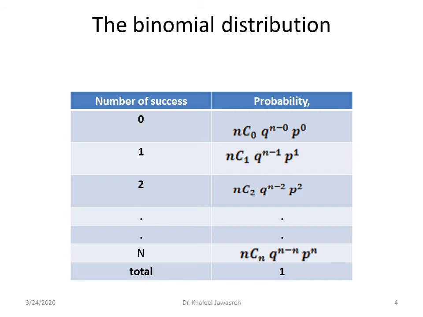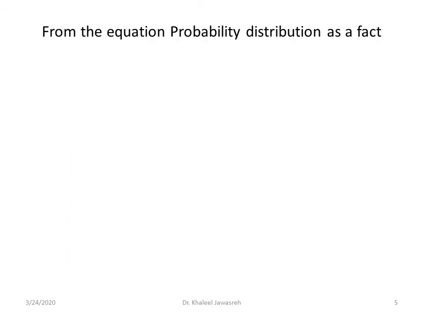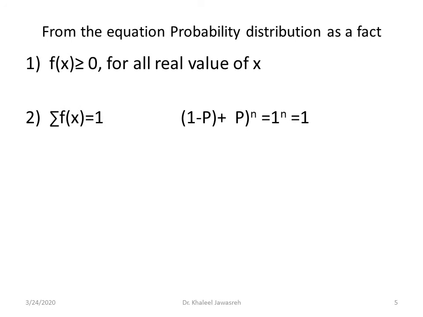Now you can find that from this table, the summation of all yielded probabilities for a certain action or event will yield 1. From this, we can conclude that f(x) should be greater than or equal to 0 for all real values of x, and also the summation of all f(x) should be equal to 1. These are the main characteristics of the probability distribution used in this lecture.